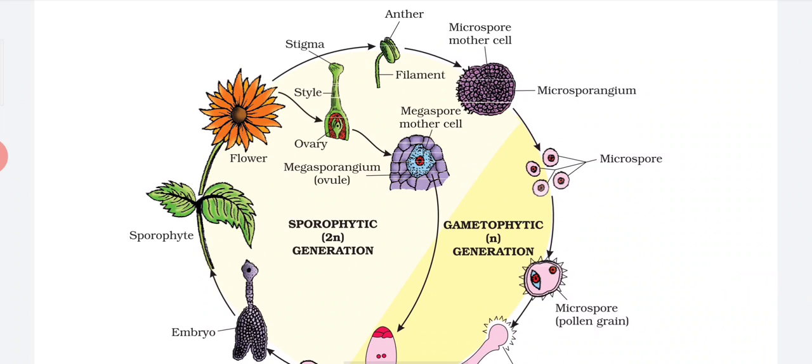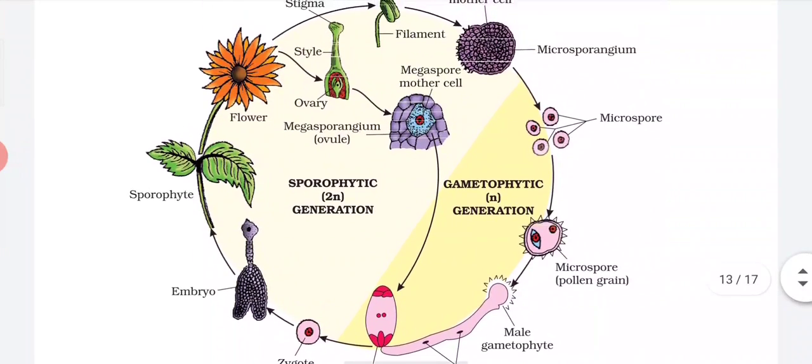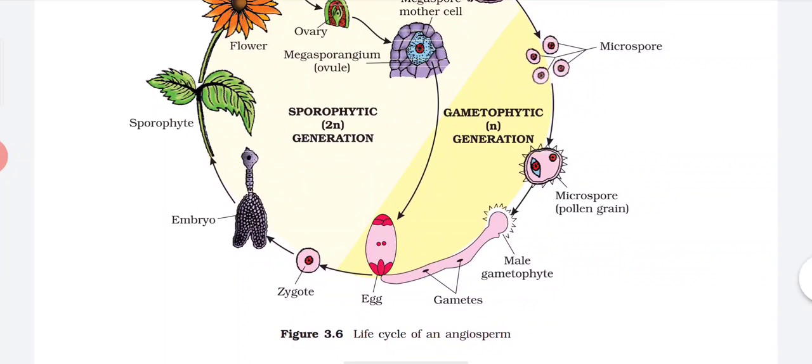Now the anther will produce the microspore mother cell, which divides meiotically. From this microspore mother cell the microsporangium is produced. After that it will produce the microspores, and these microspores will form the pollen grain. The ovary will produce the megasporangium, that is the ovule, and after that the embryo sac. The male gametes present in the pollen grain transfer into the embryo sac by the pollen tube, fusion occurs and forms the zygote, then the embryo forms, and this embryo will again produce the sporophyte.